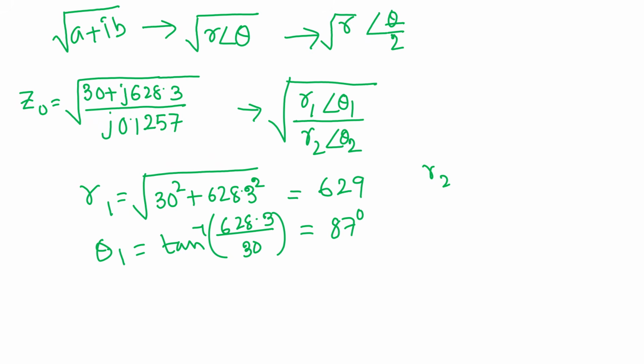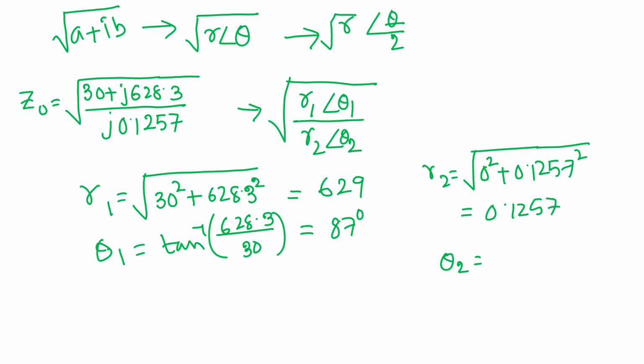Similarly, r2 will be nothing but the square root of 0 squared plus 0.1257 squared. Obviously this r2 will be nothing but 0.1257, and theta 2 will be nothing but tan inverse of 0.1257 by 0, so it will give me 90 degrees. So theta 2 is giving me 90 degrees.